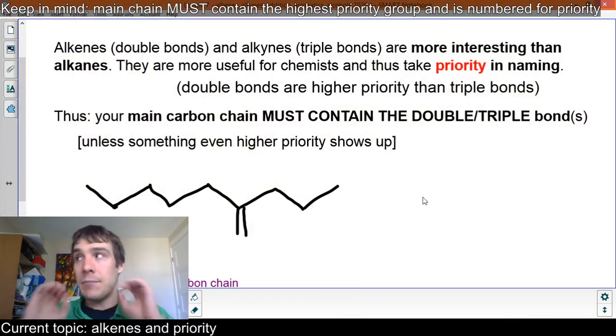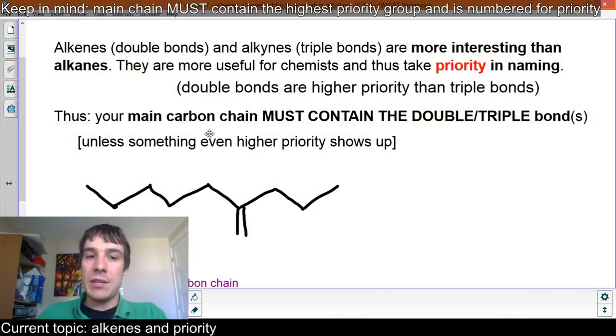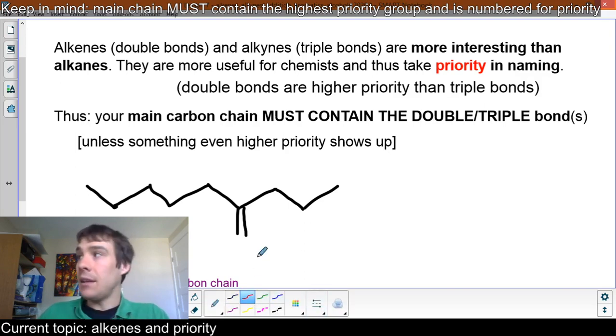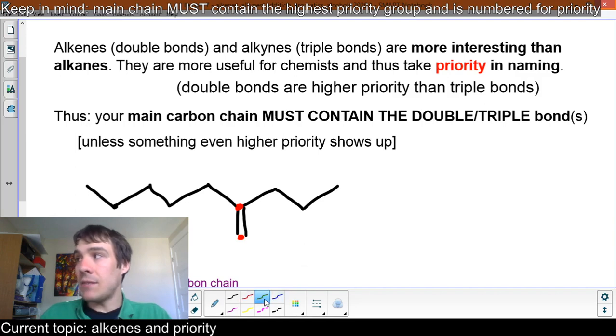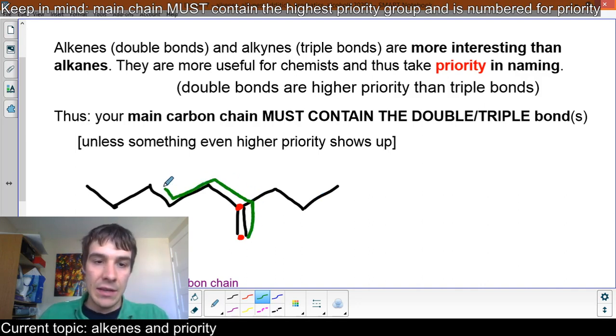So what that means is it's got priority, which means that the main carbon chain, that longest carbon chain, has to have the double bond or the triple bond. If that's the most interesting thing, which it is on this molecule, it has to be part of the main chain. So we need these two carbons in our main chain. Which means that when we decide what our main chain is, we have to use that. So this is not the main chain anymore, this whole long thing. Even though it's longer, even though it's got more carbons, it is not the main chain. The main chain has to have this alcohol in it. So there's our main chain. There's our actual main chain.